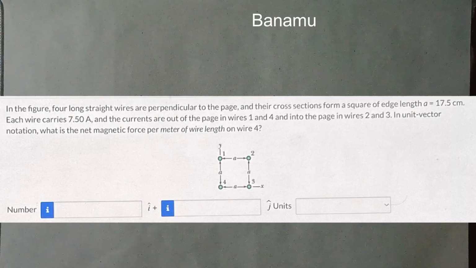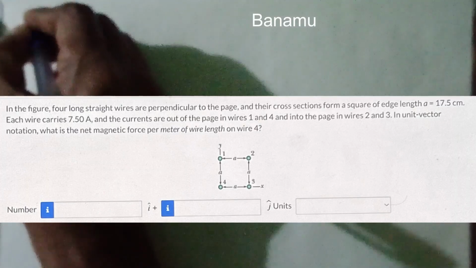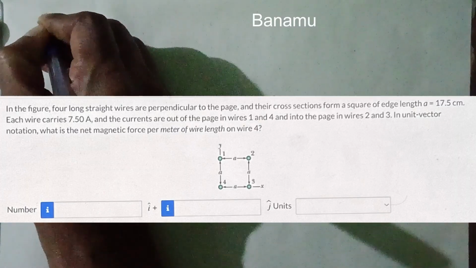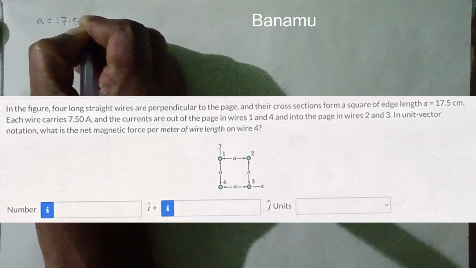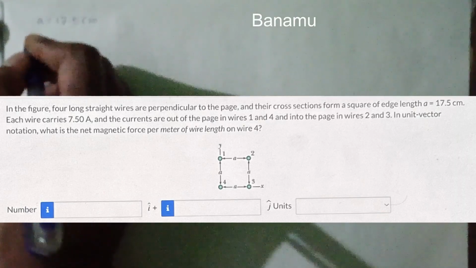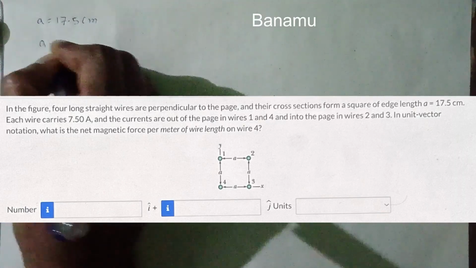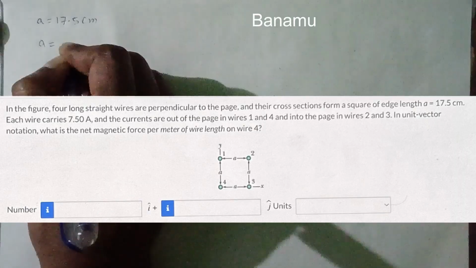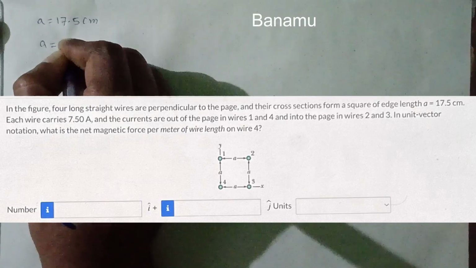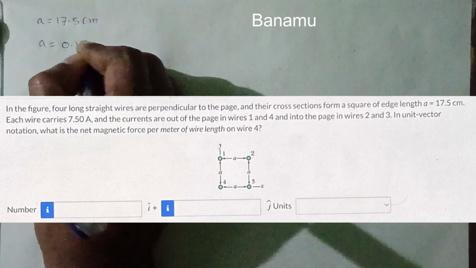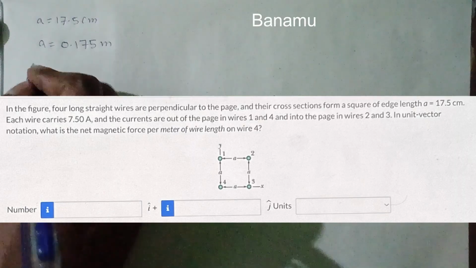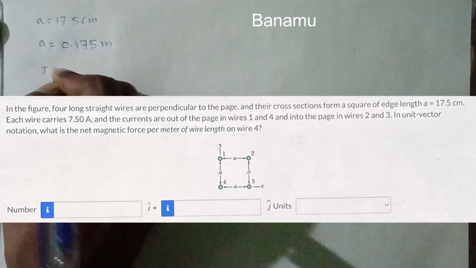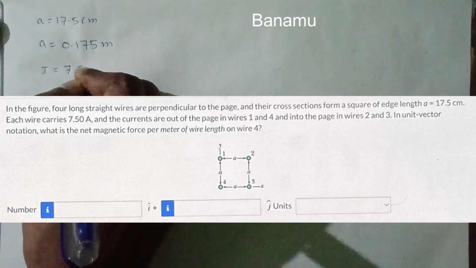Given the data, the square's side length a is equal to 17.5 centimeters. The centimeters are converted into meters: 1 centimeter is equal to 10 to the power of minus 2 meters. So a is equal to 0.175 meter. The current carried by each wire is I equal to 7.5 amperes.